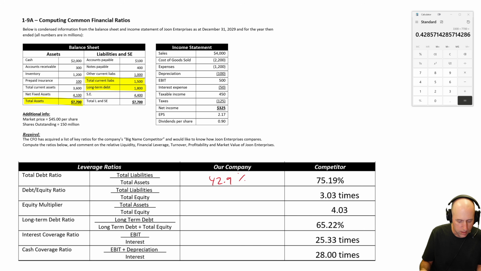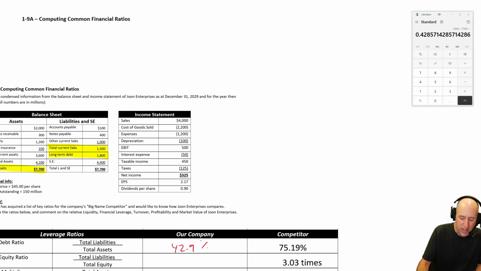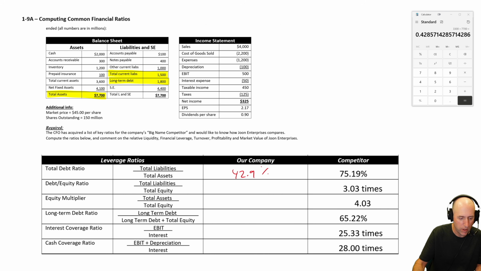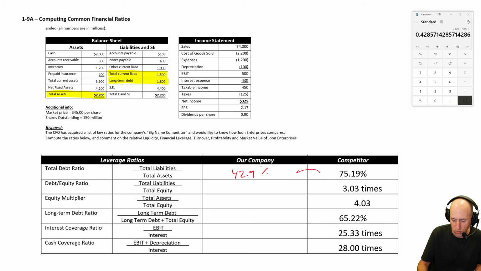So this is a measure of leverage, how much debt we're using. And I generally think smaller is better here. Certainly smaller is less risky, and we are less leveraged than our competitor. And I view that as a good thing. And that's debatable, but I do view that as a good thing.